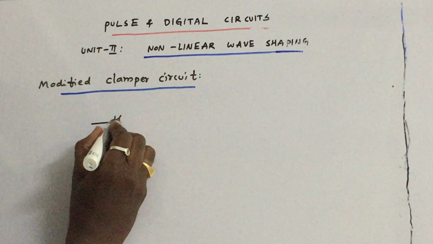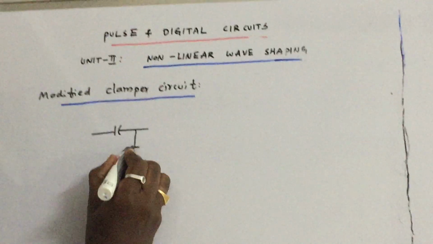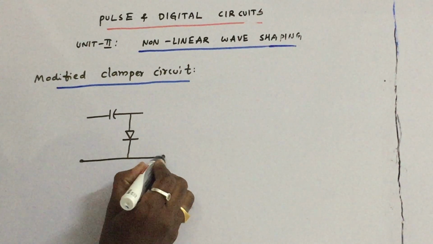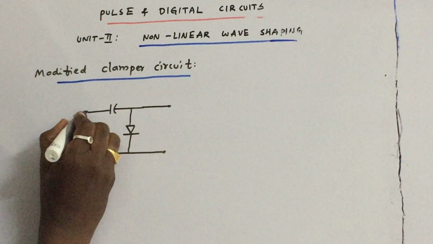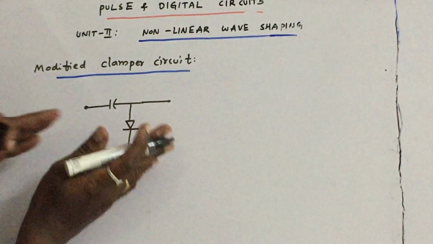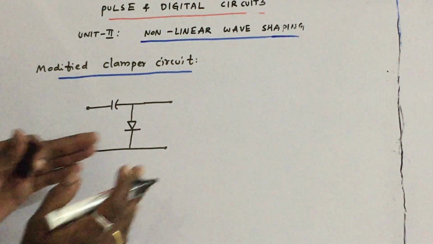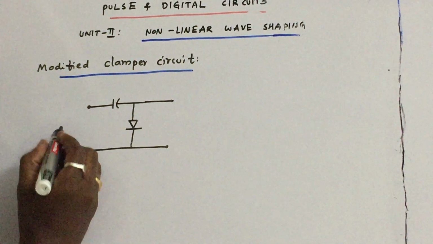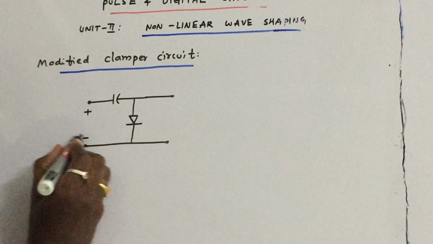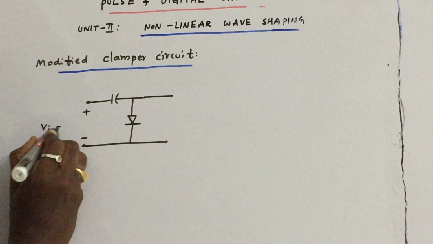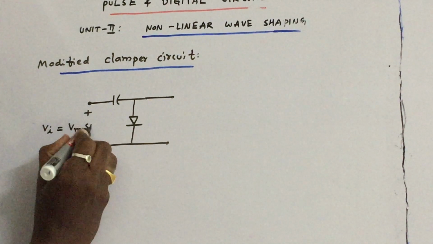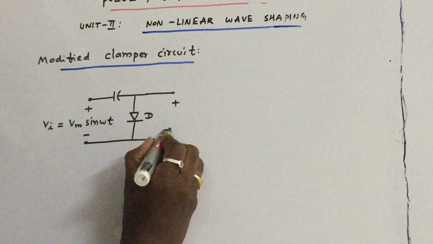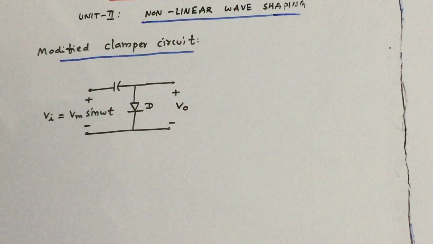It is a very simple circuit consisting of only two elements, capacitor and diode. This simple circuit will introduce a negative DC value into the input waveforms. That's why it is called a negative clamper. For this, I have given an input of Vi equal to Vm sin omega t. This is the diode. This is the output voltage.